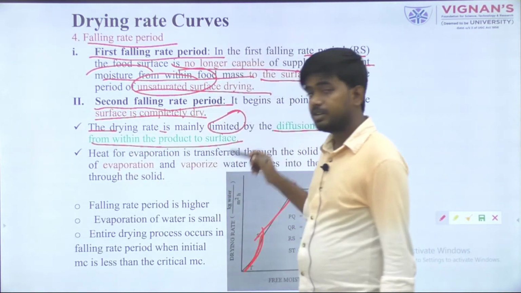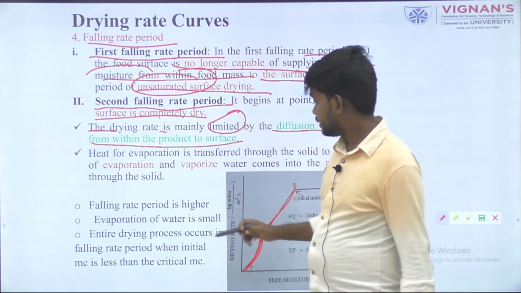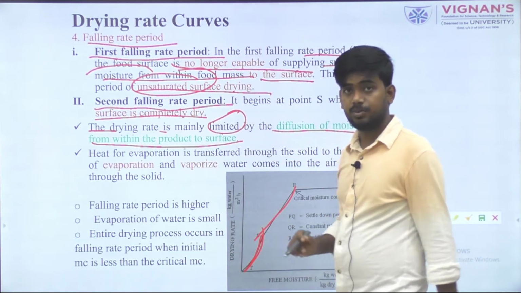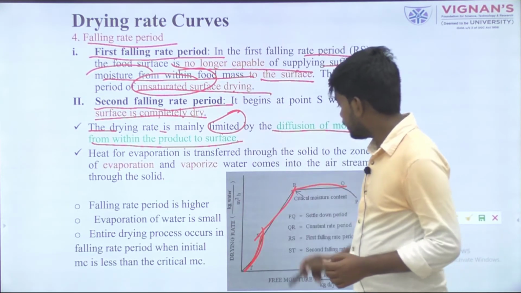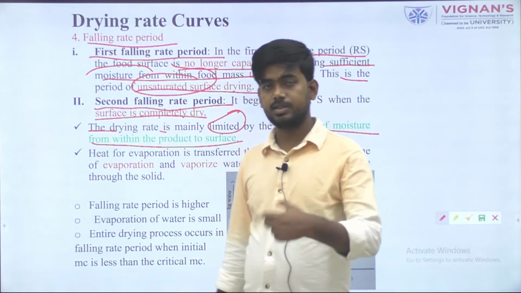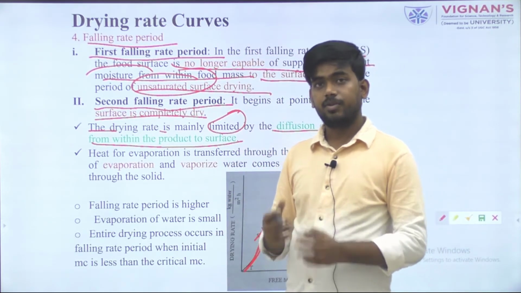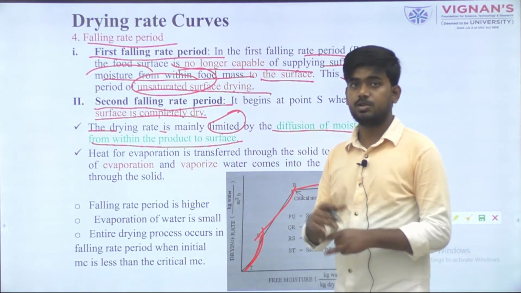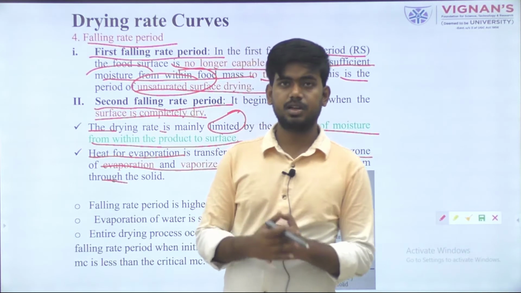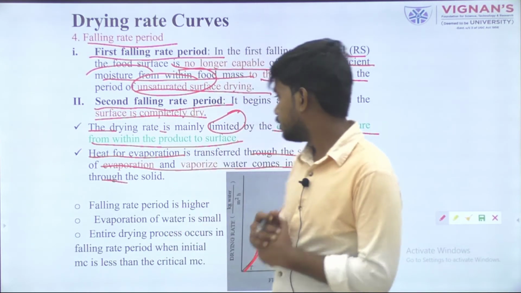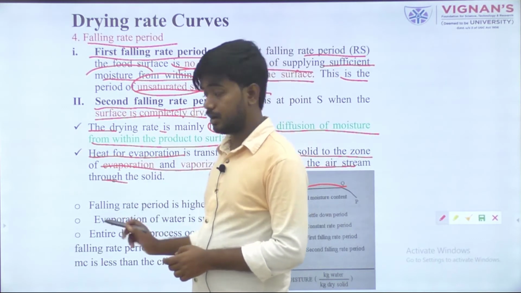If the diffusion rate is slow, then the drying rate is also slow, and in this second falling rate period the diffusion rate is very slow. So, in another way, you can say that the constant rate drying time is smaller and the falling rate drying time is much bigger. Evaporation rate from the outer surface is very small. So what can we conclude from this entire drying rate curve?